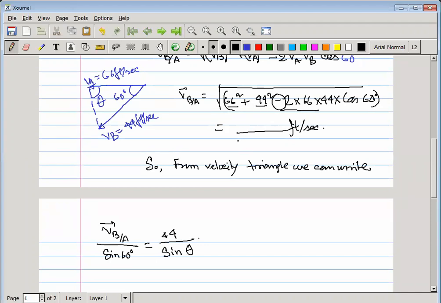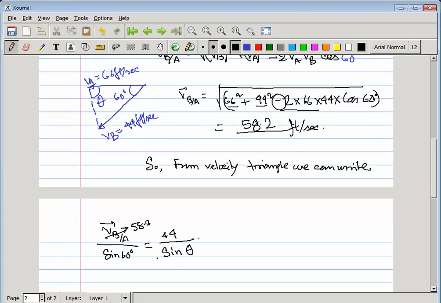58.6. 58.2, sir. If it is 58.2, then put this value here, 58.2. From the velocity triangle, we know that the angle between them we can find out using this function.